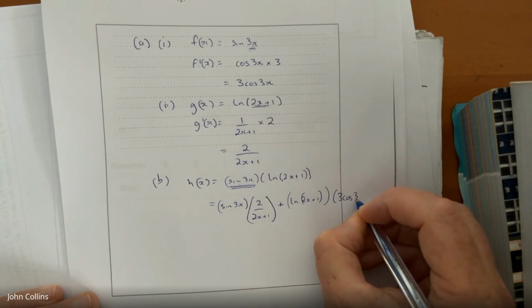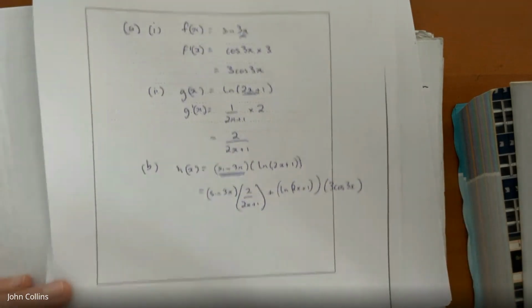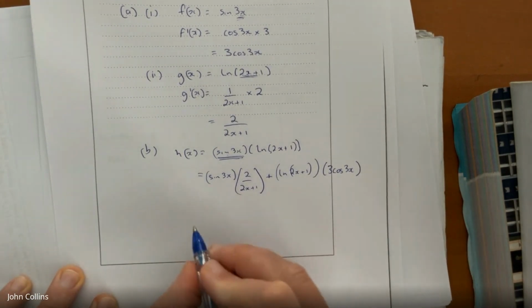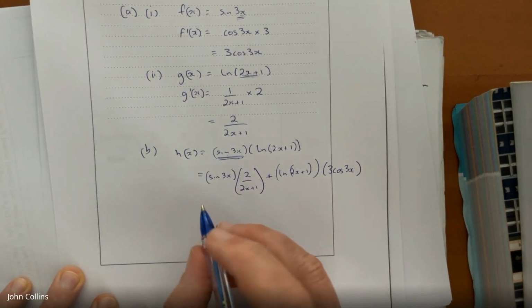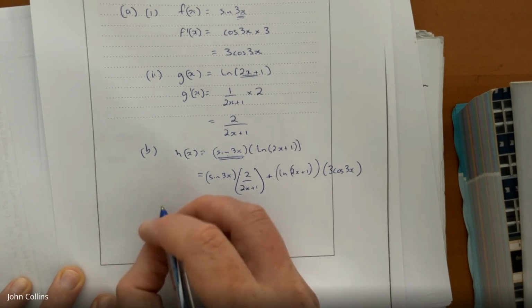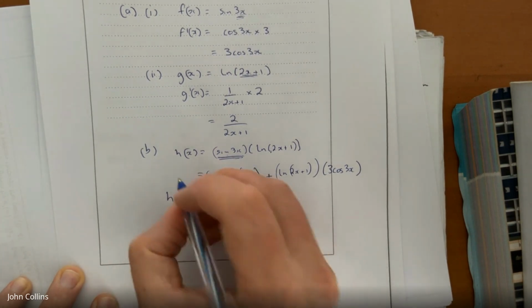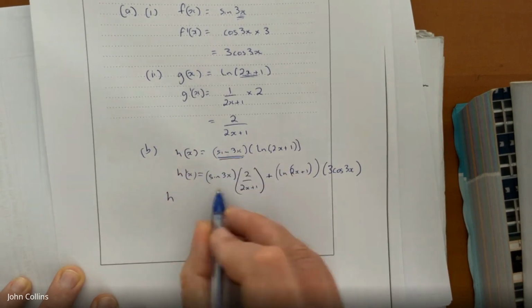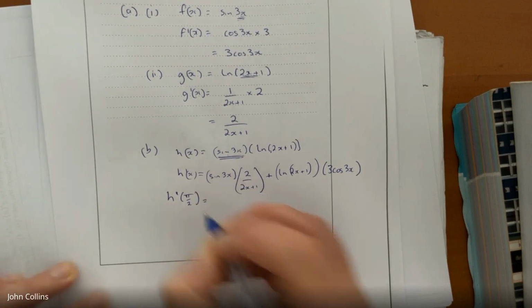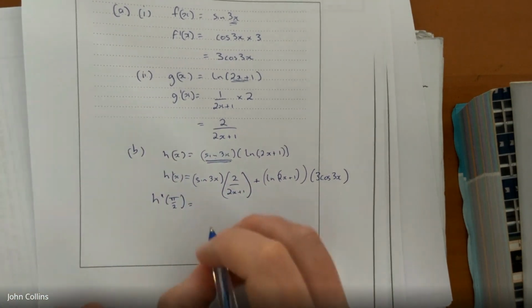Now, in the exam, try not to go outside these lines, but I'm sorry. At this stage, I'm not going to simplify this. I am going to sub in, and then I will find out. So this is h dash x. I already did it, this product rule. So h dash pi over 2: I'm going to put pi over 2 in for all these x's.